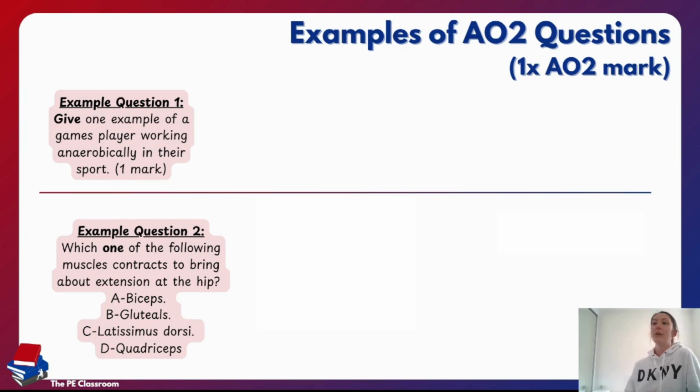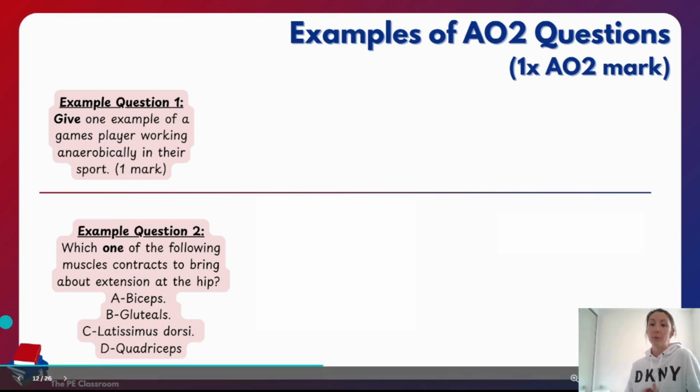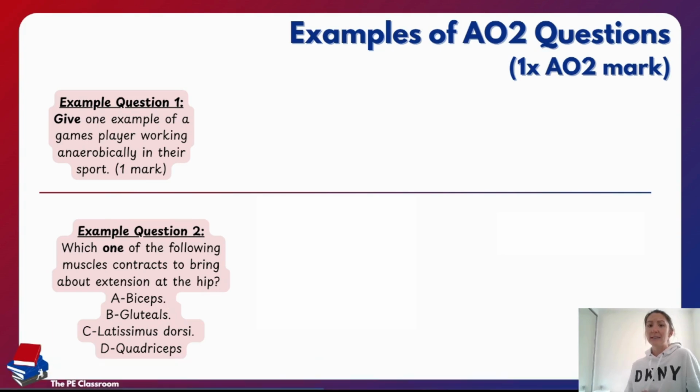Okay, so the first thing then we're going to look at is a singular AO2 mark, just worth 1 mark. Give 1 example of a games player working anaerobically in their sport. Essentially it's a similar question to AO1 where it's got that command word give. So we need to recognise that give is worth 1 mark in an AO1 question. But actually, because this is saying 1 example of a games player working anaerobically, it's suggesting that you need to apply that knowledge you have to an example. So we know that it's an AO2 as opposed to an AO1.